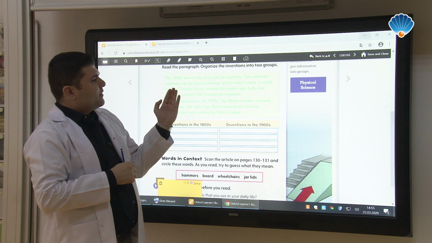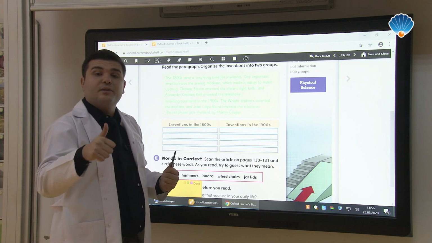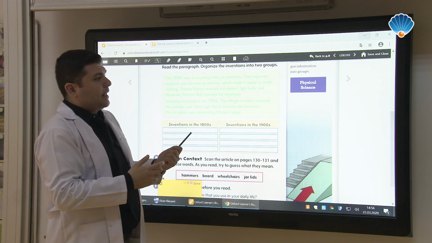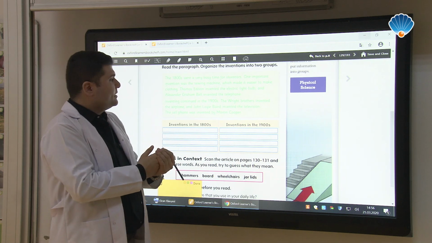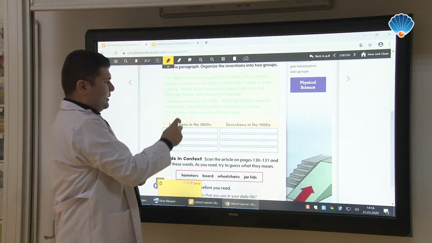So one important invention was the sewing machine. So this was the first invention which made it easier to make clothing. So we can write, of course, sewing machine.